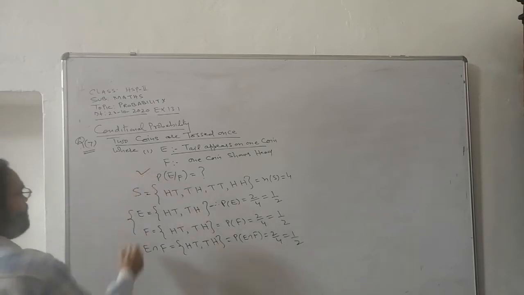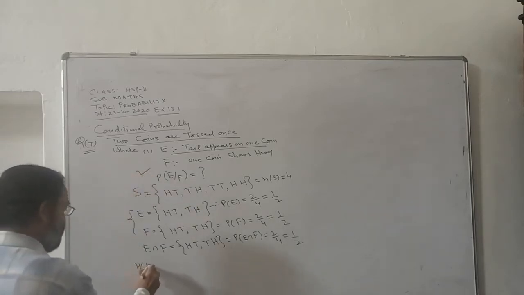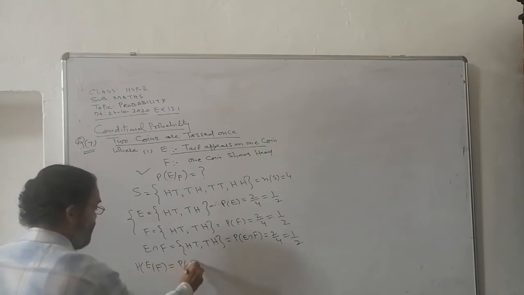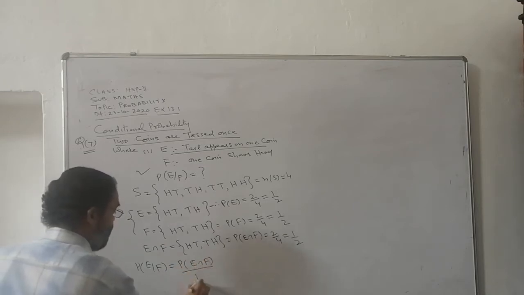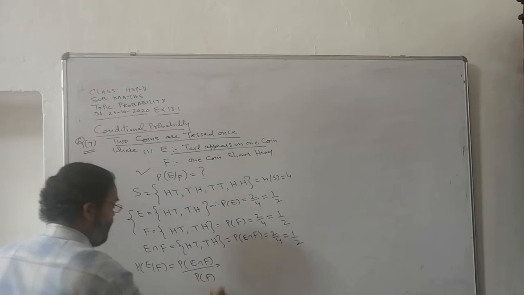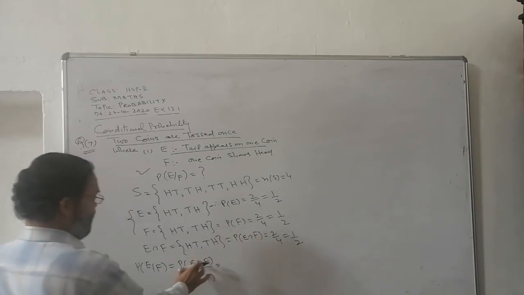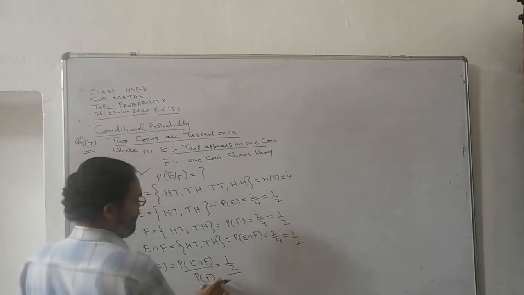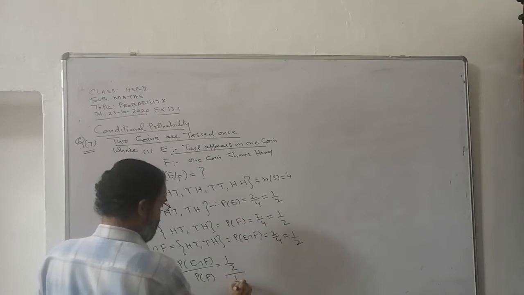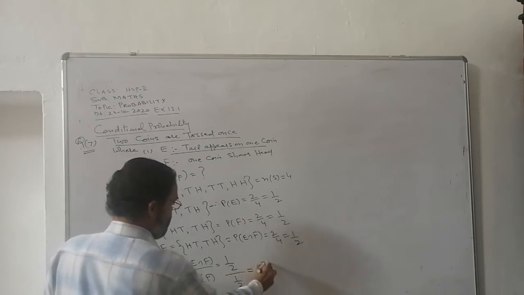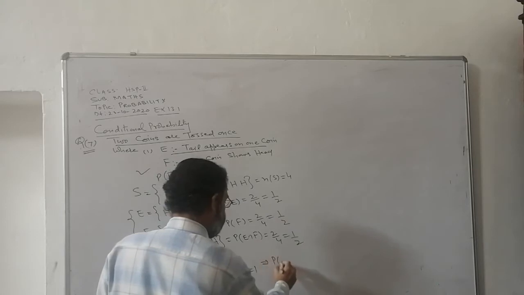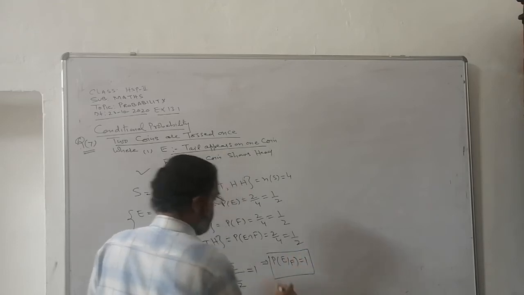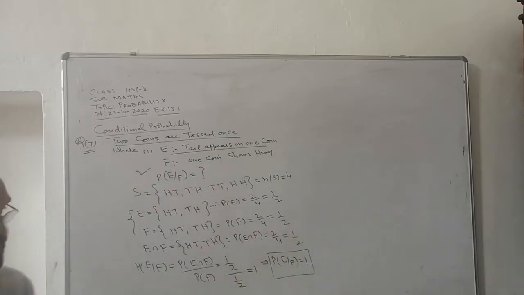Now conditional probability E upon F is equal to probability of E intersection F upon probability of F. Probability of E intersection F is 1 upon 2, and probability of F is also 1 upon 2, that is 1. That means probability of E upon F is equal to 1. So this is how this question was to be solved.